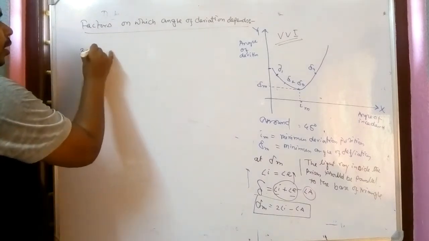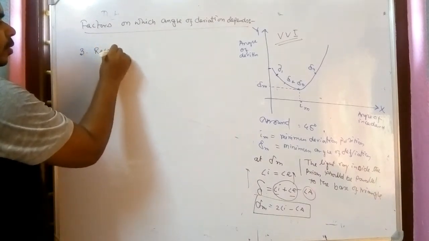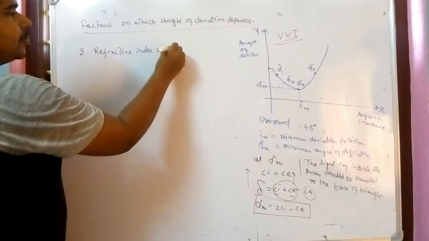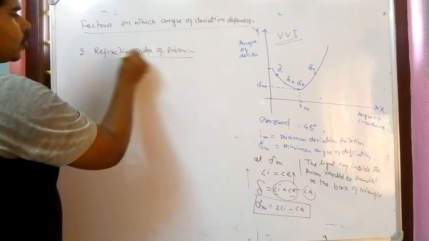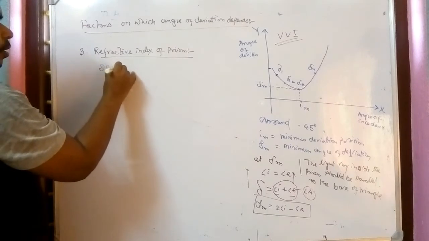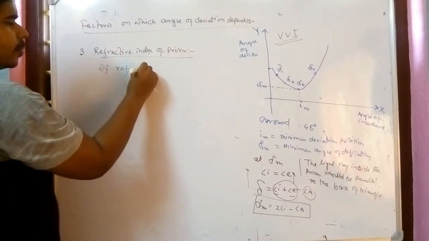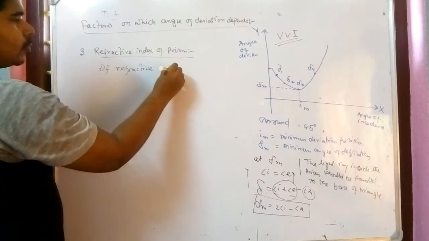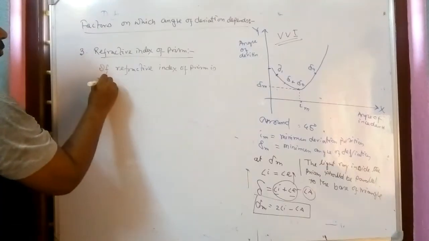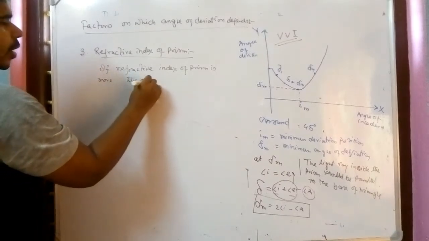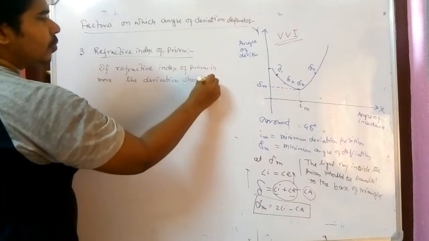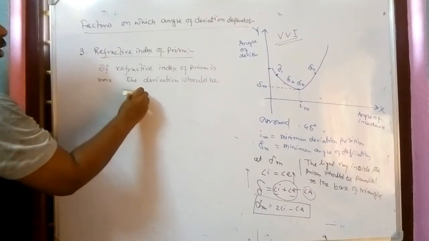Number 3, refractive index of prism. And here this one also very much common. That is, if refractive index of prism is more, then deviation should be more. And that is a very common thing.